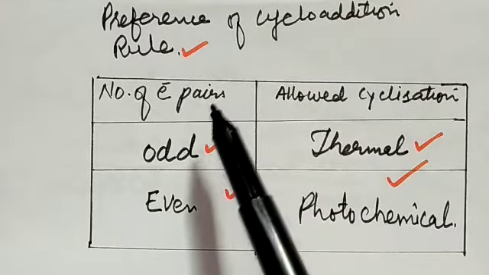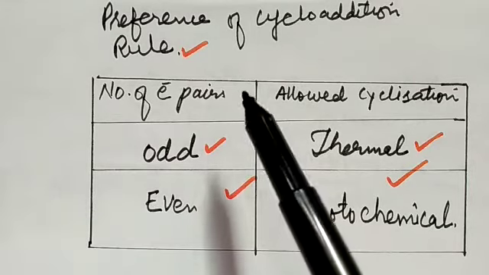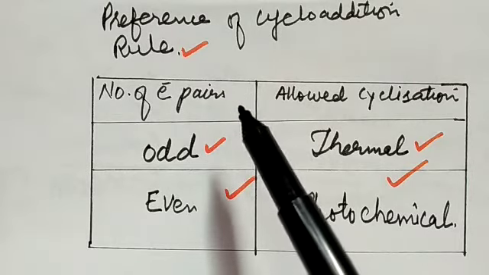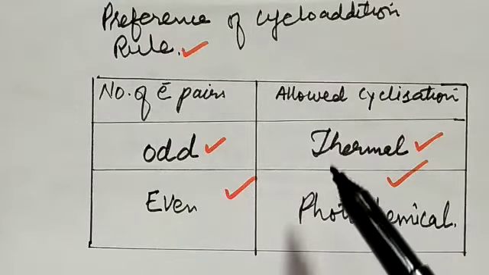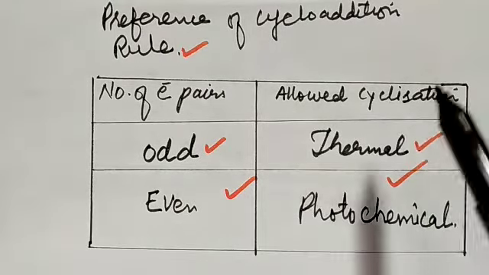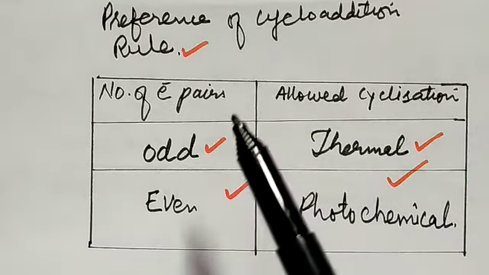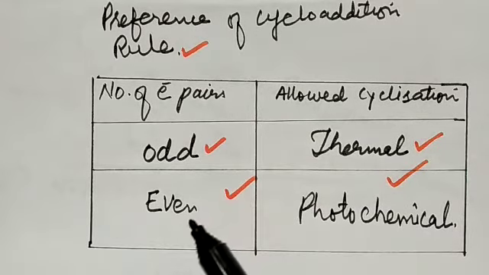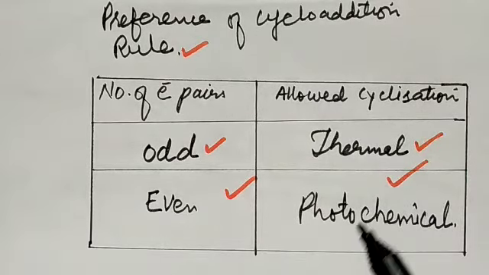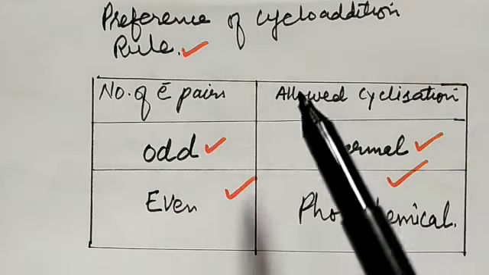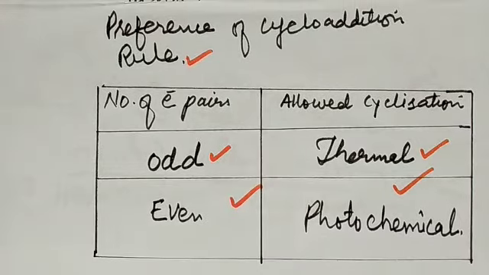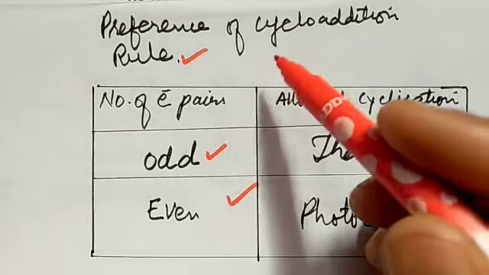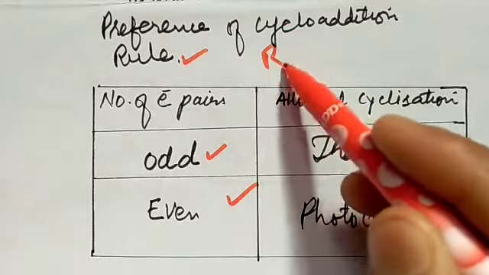I once again repeat, if the number of electron pairs involved in the reaction is odd, then the reaction is thermal. You can say that the allowed cyclization is thermal. If the number of electron pairs is even, then the reaction is photochemical. That means the allowed cyclization is photochemical. So this is the rule for cycloaddition reactions.